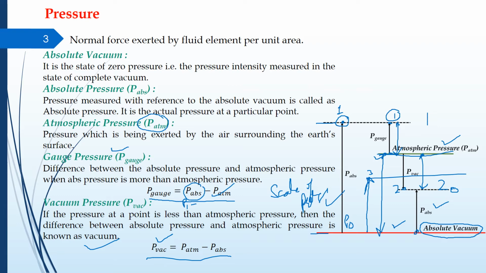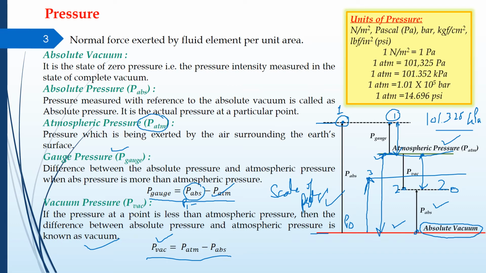We will have the value of 101.325 kilopascals. So there are two reference levels which we use. Okay, now these are basically the units of pressure. We have different units of pressure, that is Newton per meter square, also called pascals, or bar, and we also have kgf per centimeter square, and certainly we can convert these units into other units.